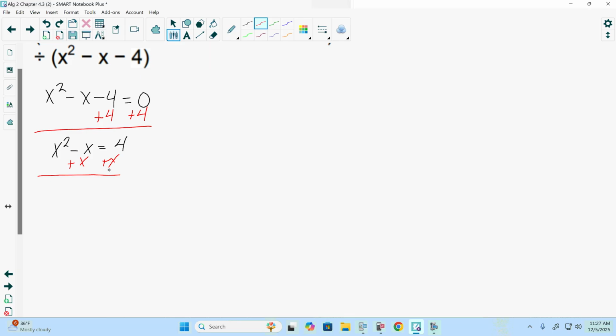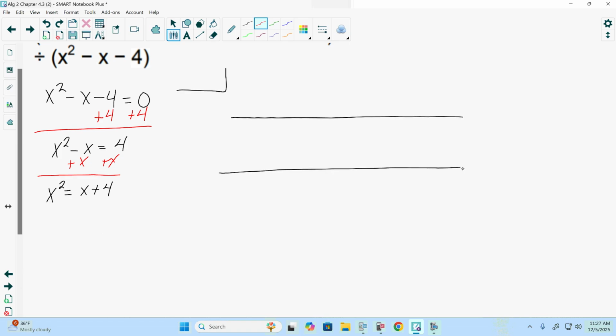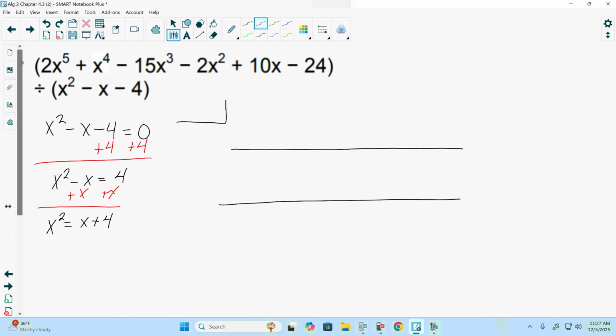I'm going to solve this here. So we would add x also. And that's one of the big differences with this here, is that we get x plus 4. Questions on this so far? So we get that x plus 4 outside.